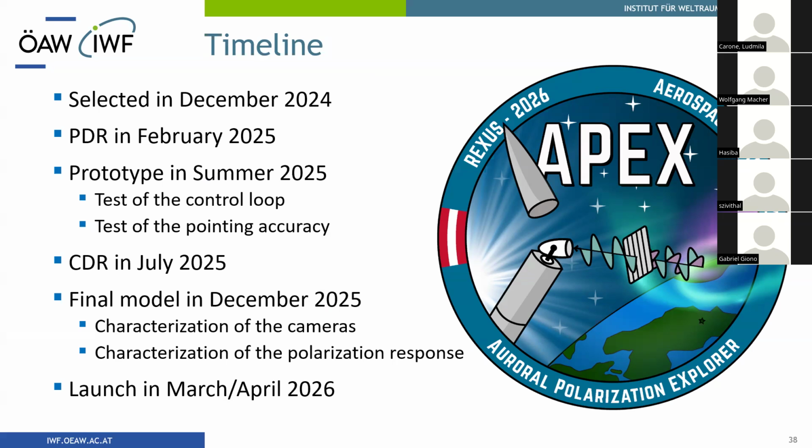And after that, there will be a final model in December, or at the end of the year. And before July and December, we would need to, and this is what I'm very interested in, characterize the camera, the dark current, all the noise sources from the camera, and most likely also the polarization response. That might actually happen here if we manage to make an optical lab by this time. And the launch is in March, April next year.